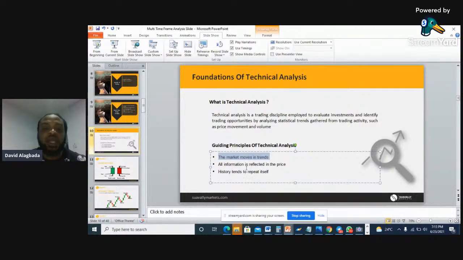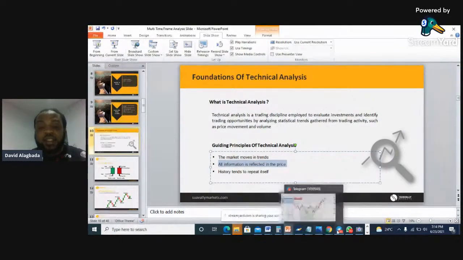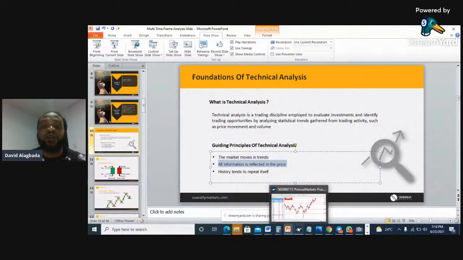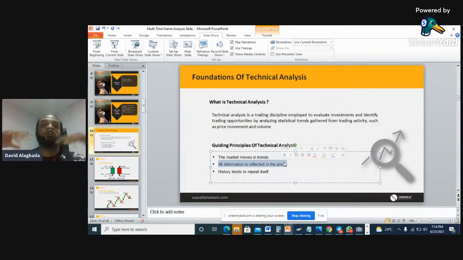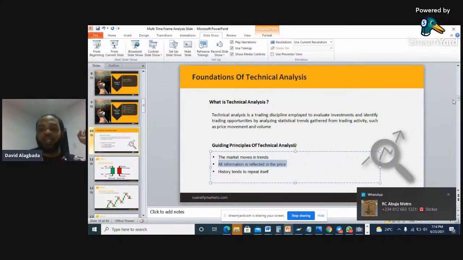All right. Now, another principle is that all information is reflected in the price. This is a principle of technical analysis. The alternative view of technical analysis is actually called fundamental analysis, wherein a trader is not just looking at price action, but also looking at economic events, socio-political events, various real-life factors that are affecting the price of that asset. But technical analysts believe that irrespective of what's going on foundationally, the price will still reflect the total consensus of the market about an asset. I hope you guys understand what that means.